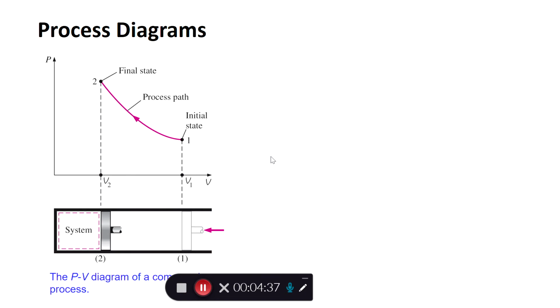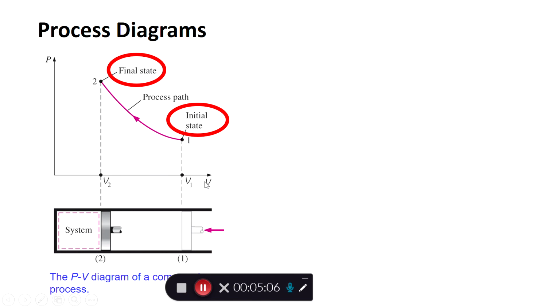Now in thermal, we have something called the process diagram that should make it easier for you to see these processes. On the process diagram, normally it's pressure versus volume or temperature versus volume. Those are the two diagrams that we are going to use most in this subject. For example, this is PV, pressure and volume.